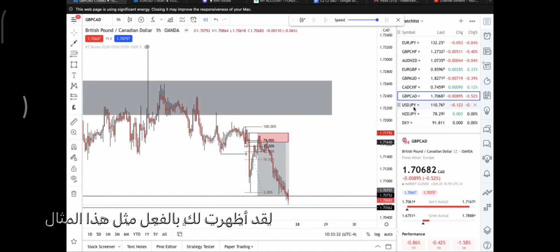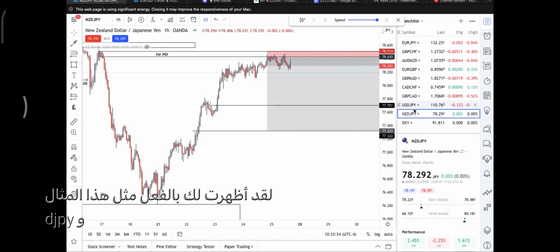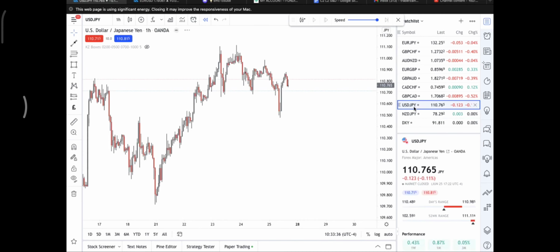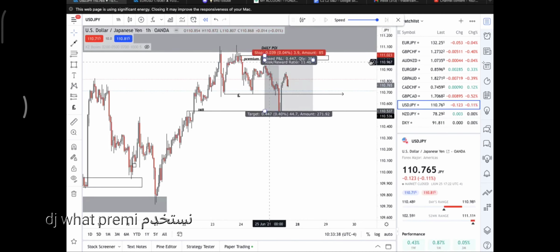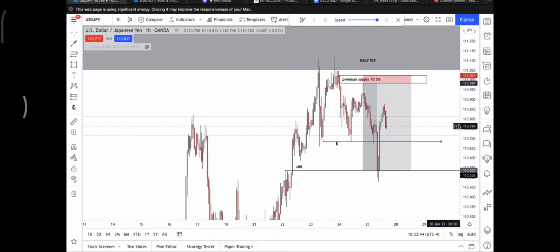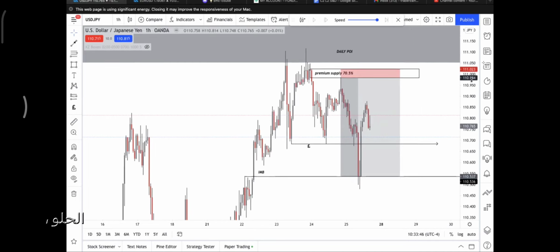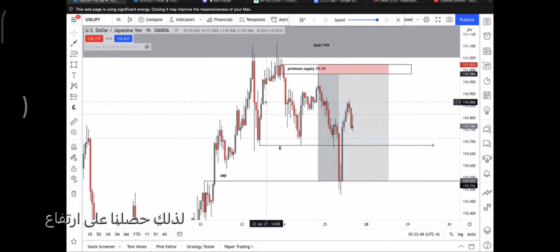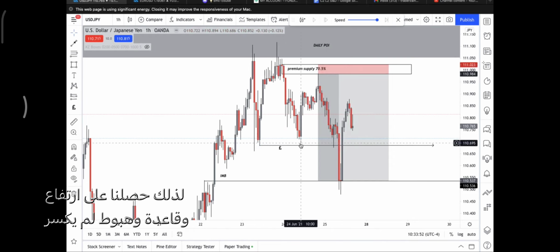I already showed you lot this example. NZDJPY, USDJPY, wide premiums, perfect. This is an example of a premium supply. Sweet. So we got a rally, a base, and a drop. That drop didn't break structure, but what did it do?